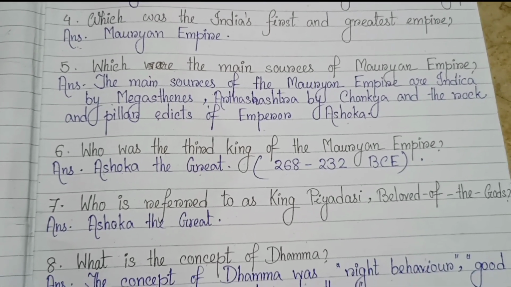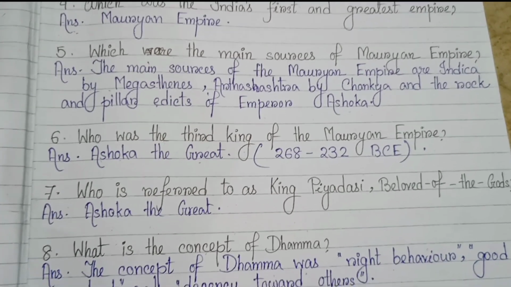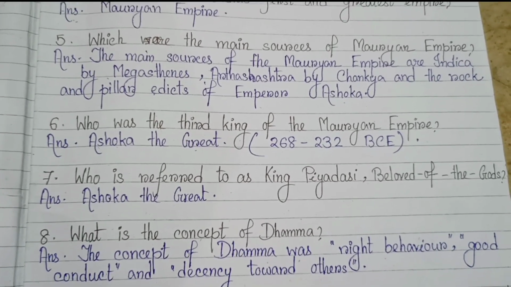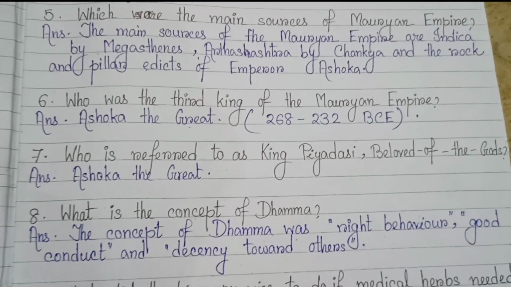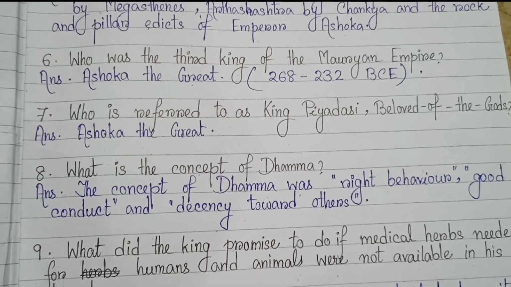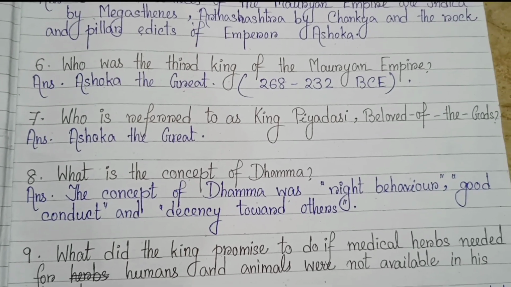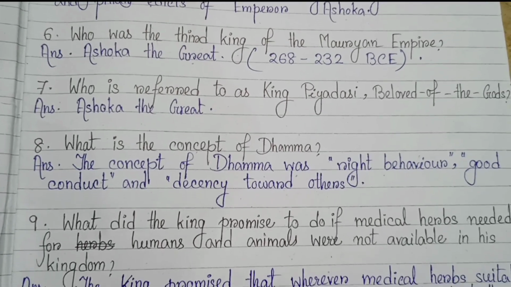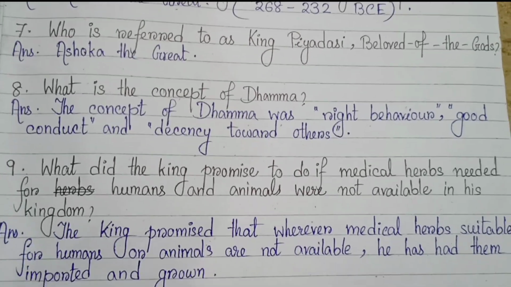Ashoka the Great, 268 to 232 BC. Number 7, who is referred to as the king Piyadasi, beloved of the gods? Ashoka the Great. Number 8, what is the concept of Dhamma? The concept of Dhamma was right behavior, good conduct, and decency towards others.